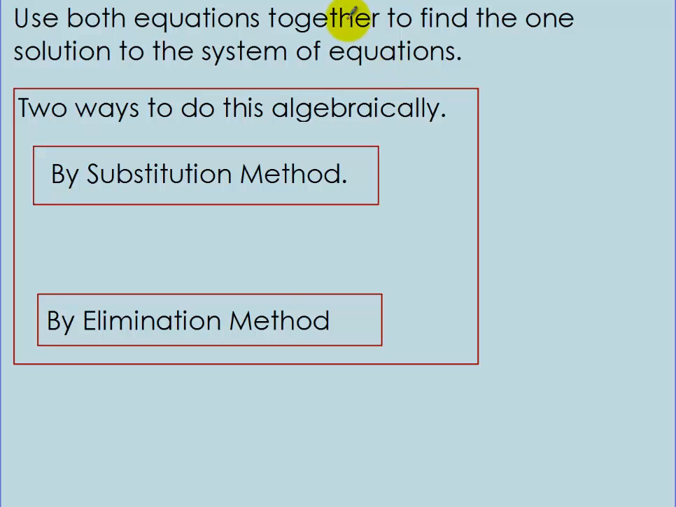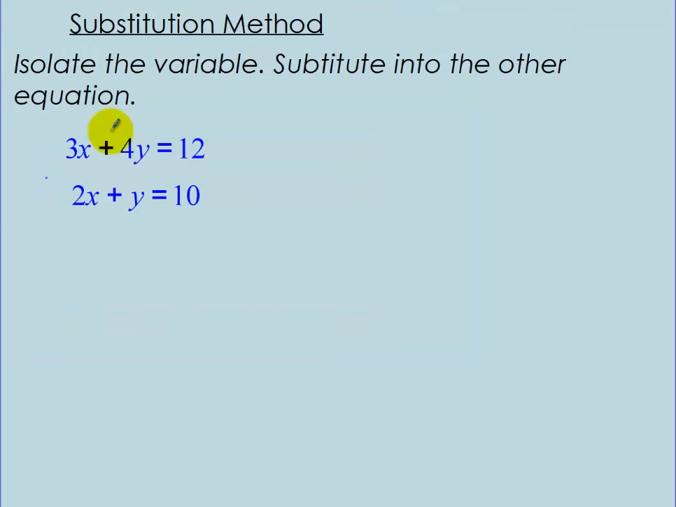There are a few ways we can solve this, and we're going to talk about doing it algebraically, so using some math: the substitution method and the elimination method. Let's do the substitution method first. With the substitution method, we isolate one of the variables, and then we substitute it into the other equation. So watch what I do in this example.